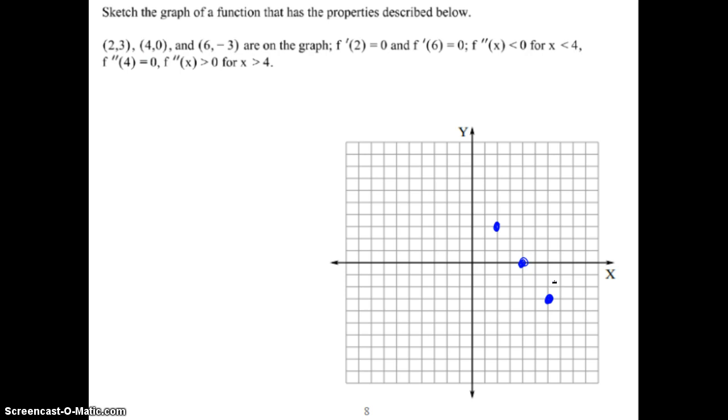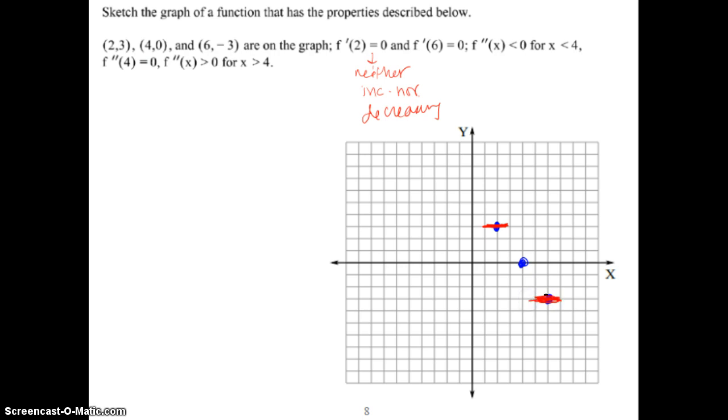we know that f prime of 2 is 0. And remember, f prime means increasing versus decreasing. So this is going to be neither increasing nor decreasing at x equals 2. Because of that, it's got to have a slope of 0 at x equals 2. Also, f prime of 6 is 0. So where the x value is 6, the graph is also going to have a slope of 0 because it's neither increasing nor decreasing.